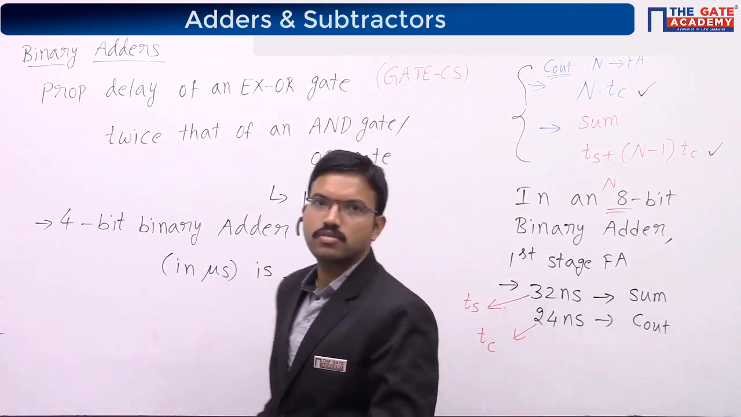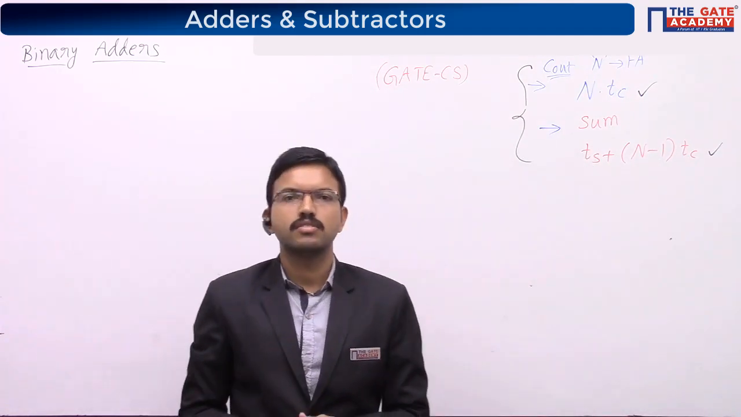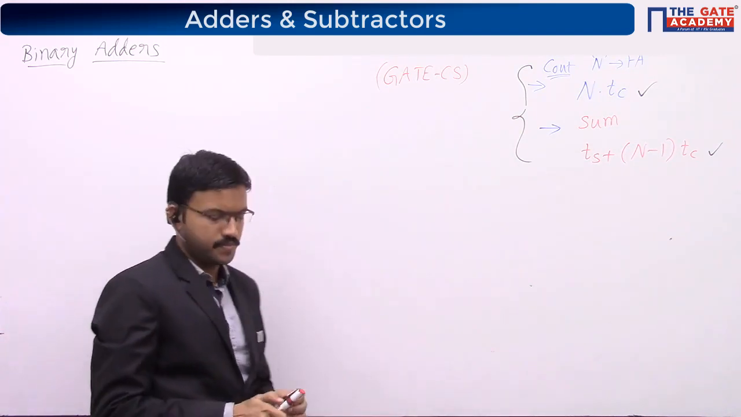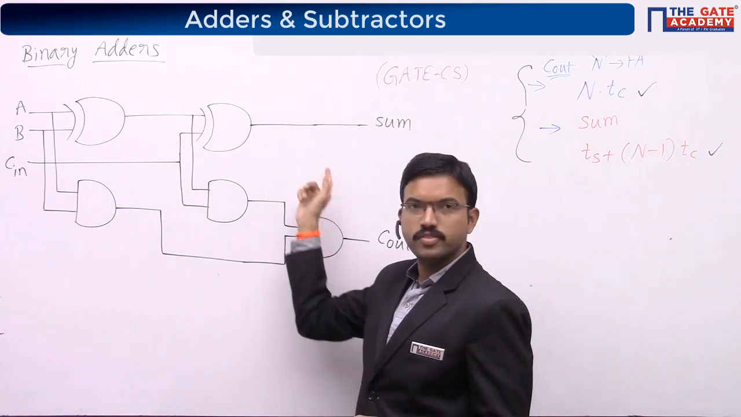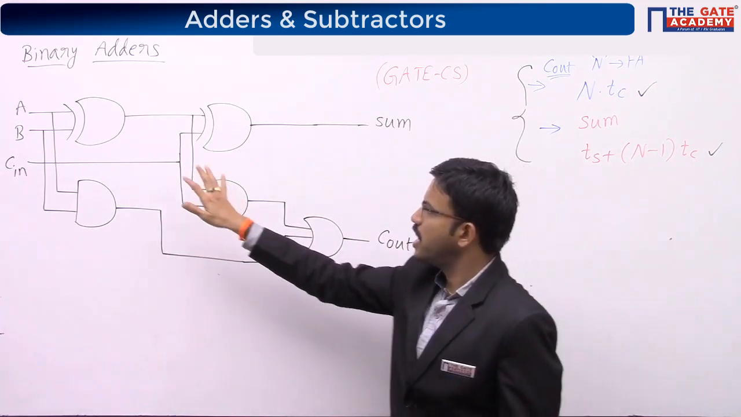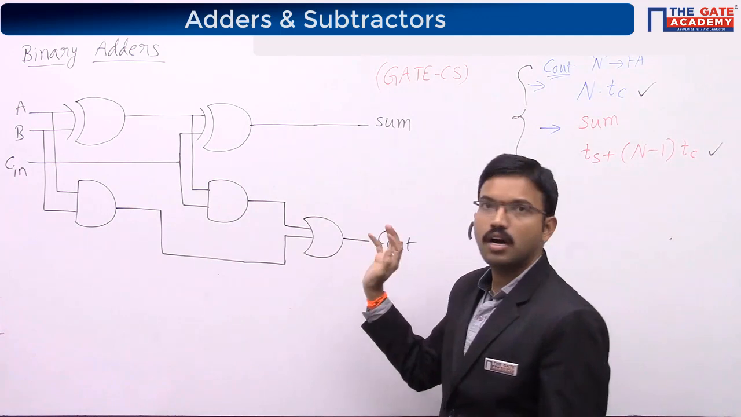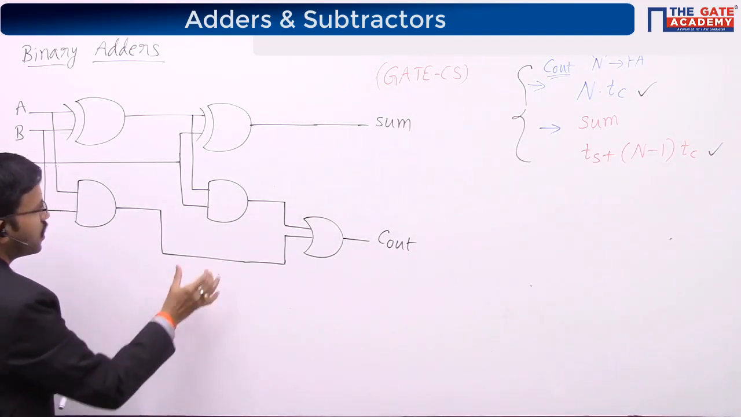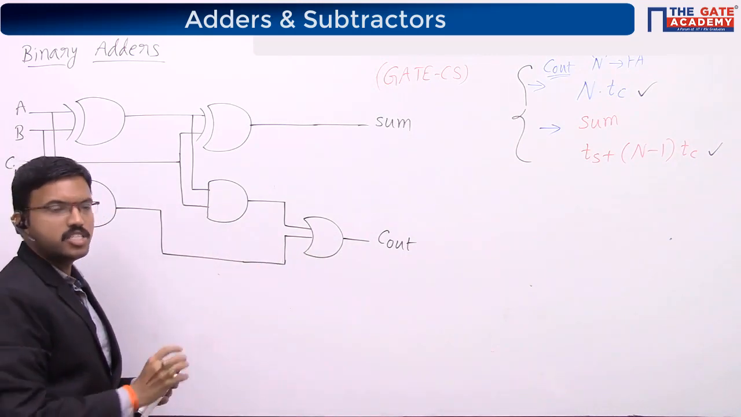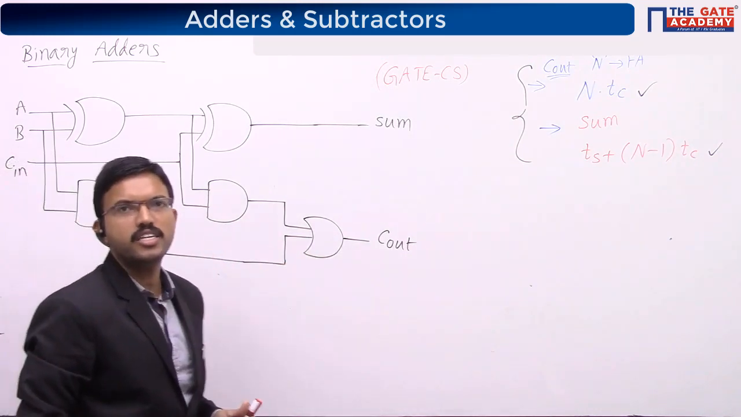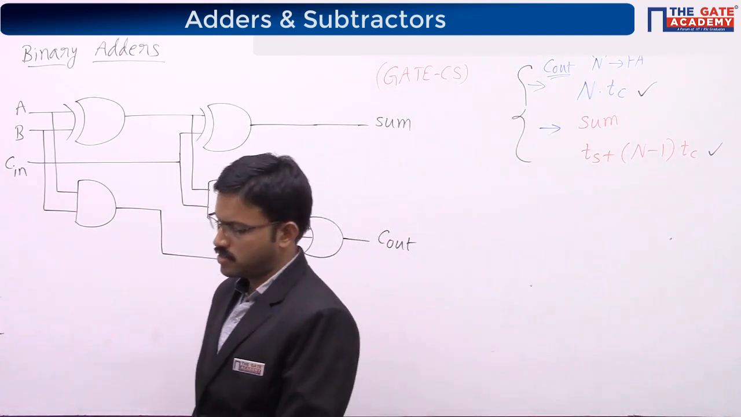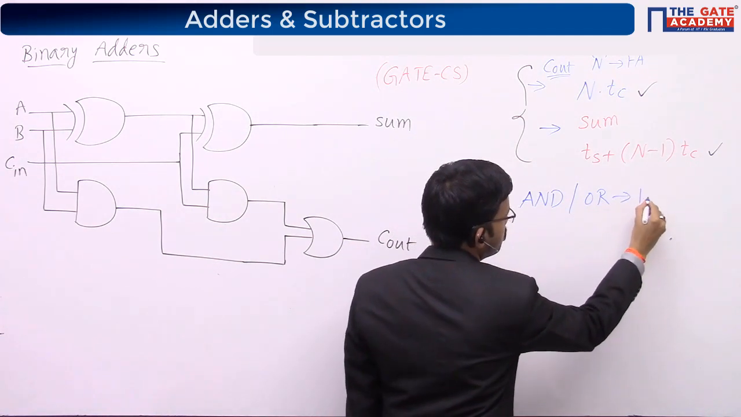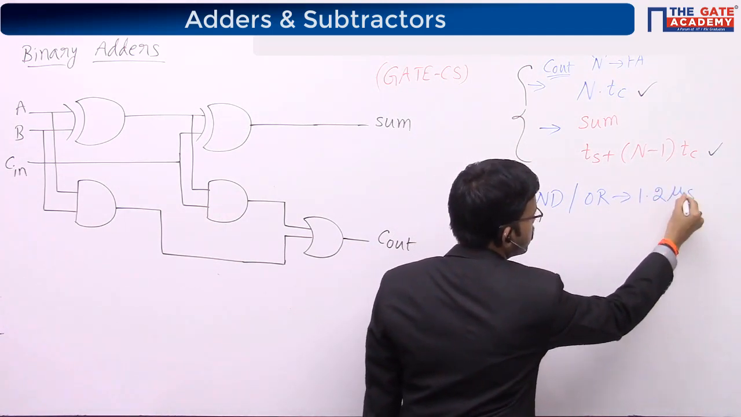Now let us solve. Draw the circuit diagram of full adder, not the 4-bit binary adder. This is the circuit diagram of full adder, right? So we are having two exclusive OR gates, two AND gates, and an OR gate. Now he has given the information about AND gate and OR gate. How much time is it taking for AND gate or OR gate? 1.2 microseconds. For AND gate or OR gate, the propagation delay is 1.2 microseconds.